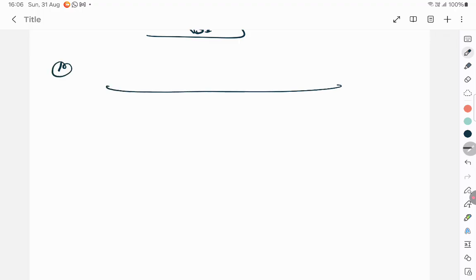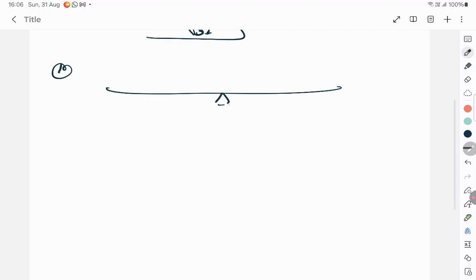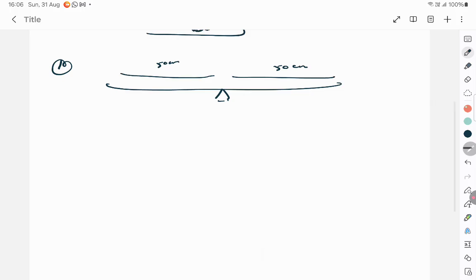A meter stick, 1 meter, is balanced by a knife edge exactly at the center, which means there's a 50 centimeter here and a 50 centimeter here. Now they are putting two coins, one above the other, each of 5 grams, so put together 10 grams. It is placed 12 centimeter from one end, and the stick is found to be balanced at 45 centimeter. The shift in the center of mass is happening here at 45 centimeter.